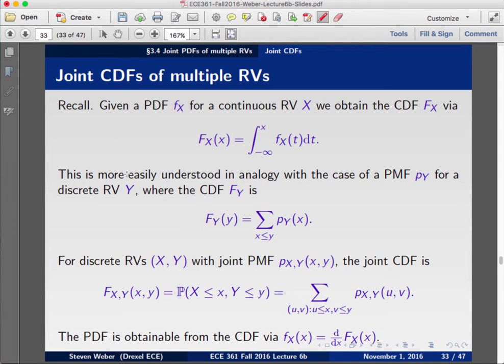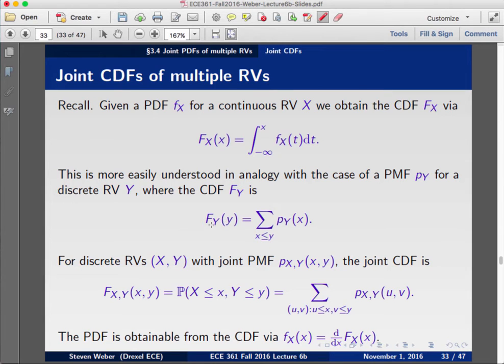And again, this is in perfect analogy with the discrete case. If I had a discrete random variable Y with the probability mass function little p sub Y, then its CDF, capital F sub Y, is found by summing up the PMF p sub Y at all values x less than or equal to y. The basic underlying analogy is that this is the probability that the random variable Y is less than or equal to little y, and that event is the union of the disjoint events that the random variable Y equals the value x over all possible values of x that are less than or equal to y.